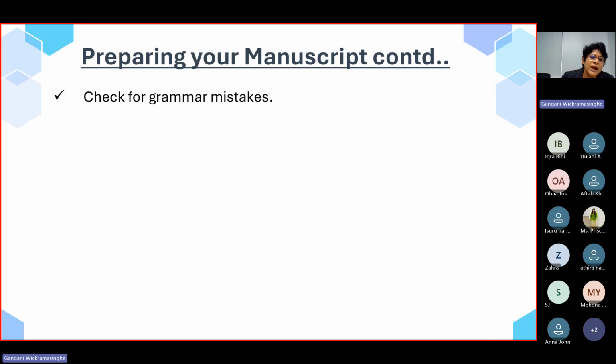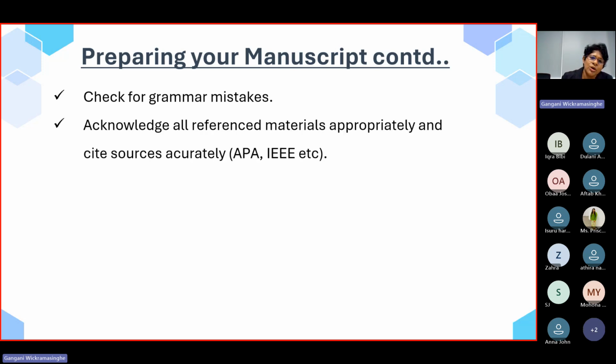Then always check for grammar mistakes. When your article goes for peer review, one of the most important things that they look at is your grammar, your language. So always be careful. Get somebody to proofread your document before you send it. Always look at the grammar mistakes and correct them, and make sure that you have written in a very proper academic writing method, and it is very clear and concise.